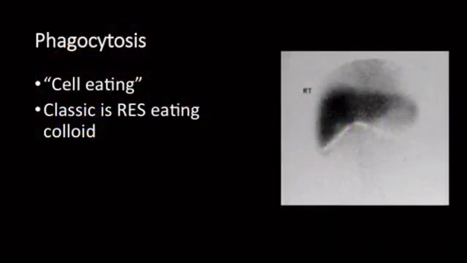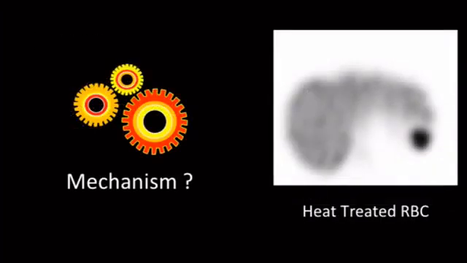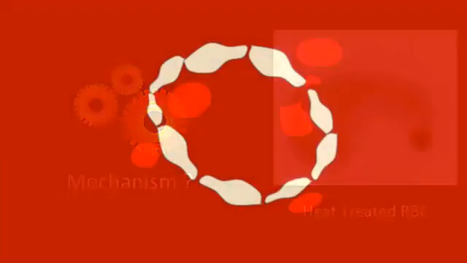So cell eating, the reticular endothelial system does the eating. Now, heat-treated RBC scan. Remember, that's done, it's a spleen thing, right? So damaged red blood cells get taken up by the spleen, and there's a word that also starts with S: S for spleen, S for sequester. So the spleen will sequester damaged red blood cells within these sinusoids.